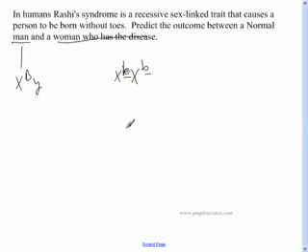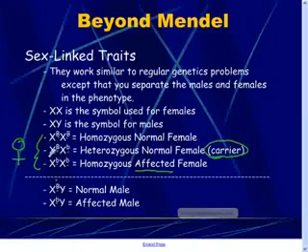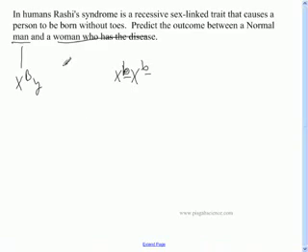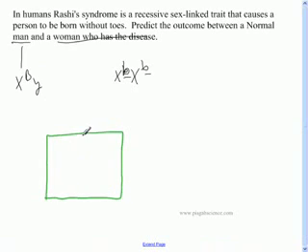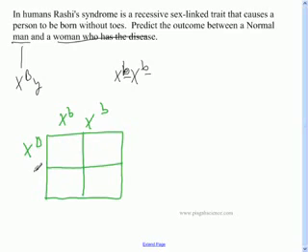One of the reasons why sex-linked traits are more common in males than females is that females have 2/3 chance of being normal, whereas males have a 50-50 chance of being normal. So let's do our regular Punnett square. And of course you're going to fill it in just like you always have.